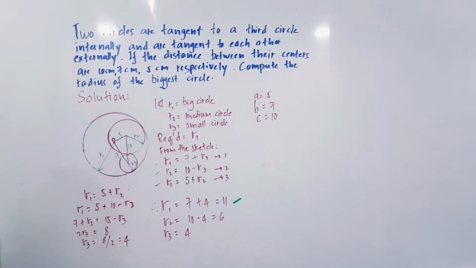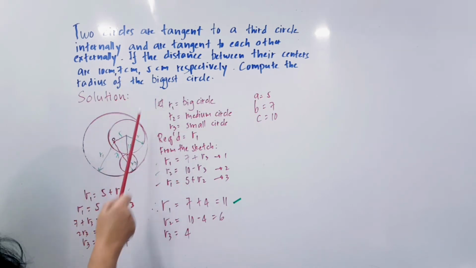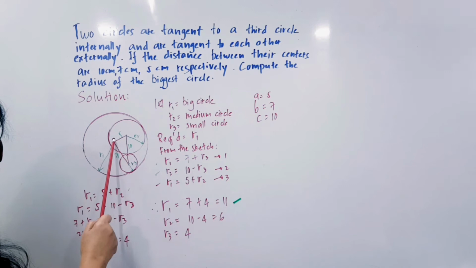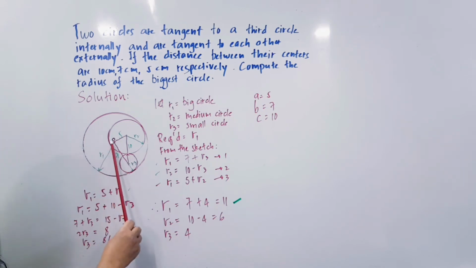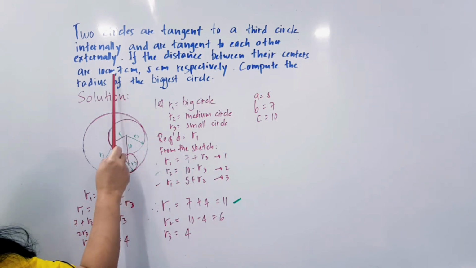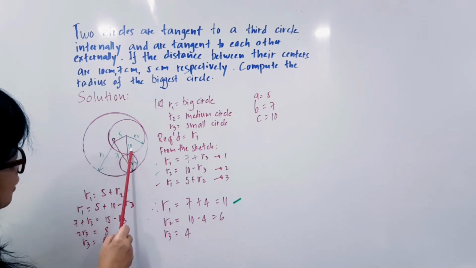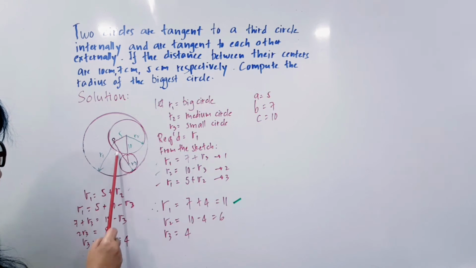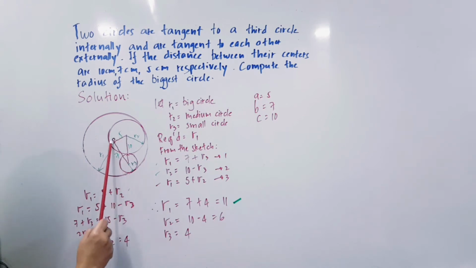Now, merong given dyan na distance from center to center, 10, 7, and 5. So, kung ito ang center ng malaking circle, tapos ang center ng medium na circle, tapos ang center ng maliit na circle, that means, kung i-draw natin yung triangle dyan, makita natin kung ano ang pinakamahaba. So, ito ang 10, then ang 7, yung sunod, tapos yung pinaka short distance is 5. So, meron na tayong yan.